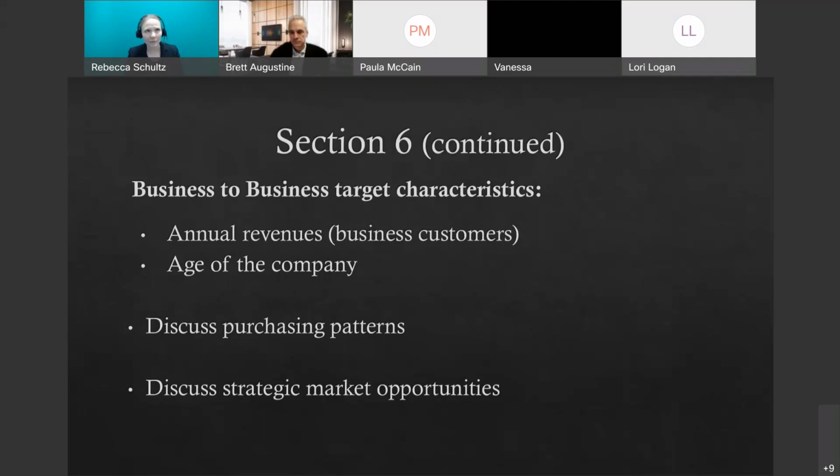Maybe there's specific purchasing patterns, right? Or, right, there's strategic marketing opportunities. You know exactly how to support those businesses and you know exactly how to market to them. All right, I'm going to give you an example because I feel like examples are really helpful when you see how other people utilize this.